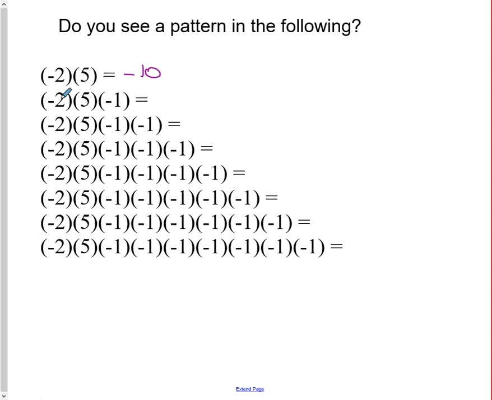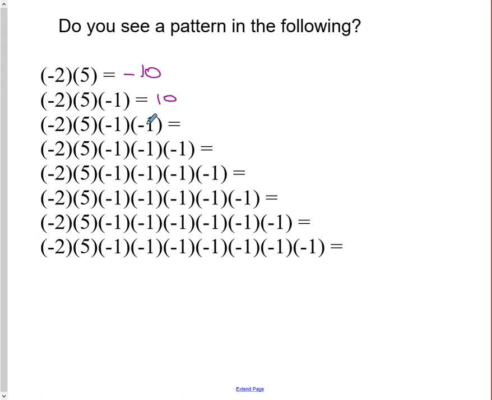What if we take all of that and we multiply it by negative 1? Well, that's actually going to change the sign and make it 10, because my two negatives will cancel out, and multiplying anything by 1 doesn't change the amount. How about my next one?